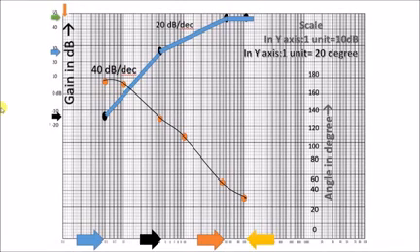Then we have the phase crossover frequency. Then we have the gain crossover frequency. That is the frequency where the system becomes unstable for phase and also for gain. So that will be studied one by one.